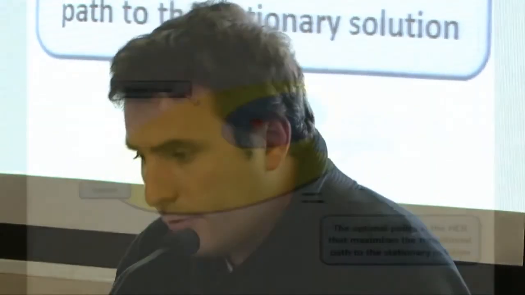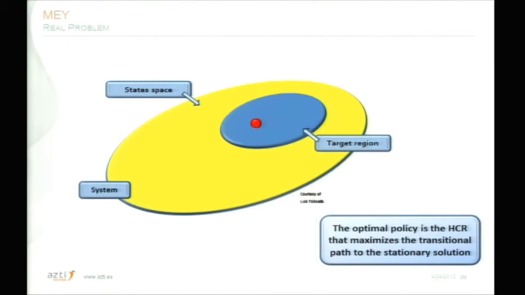So at the end, what we have is a state space and a target region, which define our system. We have the current situation, and at the end, what we want to say is that the optimal policy is the harvest control rule that maximizes the transitional path to the stationary solution. So that's my thought. Thank you.